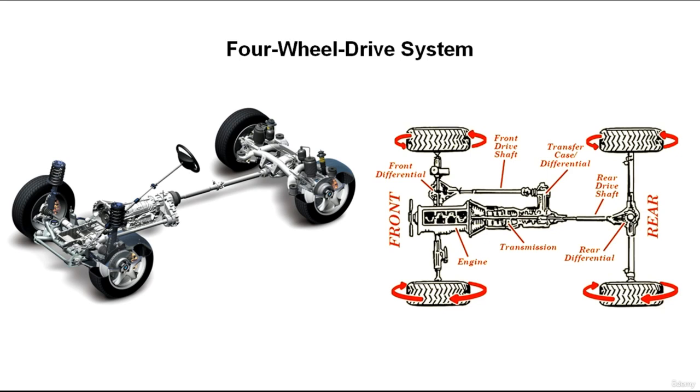Most rear-wheel drive-based four-wheel drive vehicles have a drive shaft connecting the output of the transmission to the rear axle and another connecting the output of the transfer case to the front drive axle. Typically, all-wheel drive cars have a center differential which splits the torque between the front and rear drive axles.